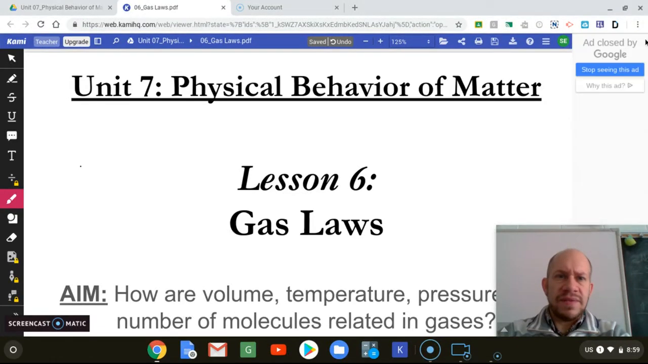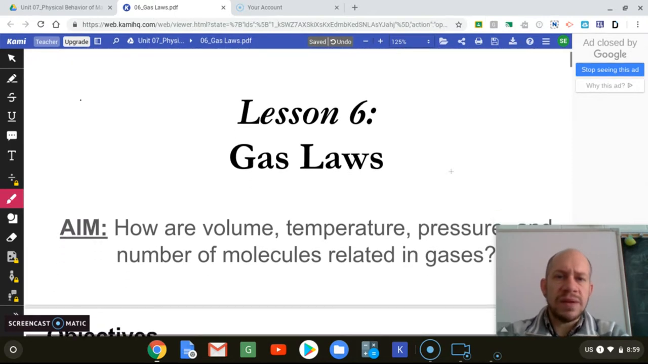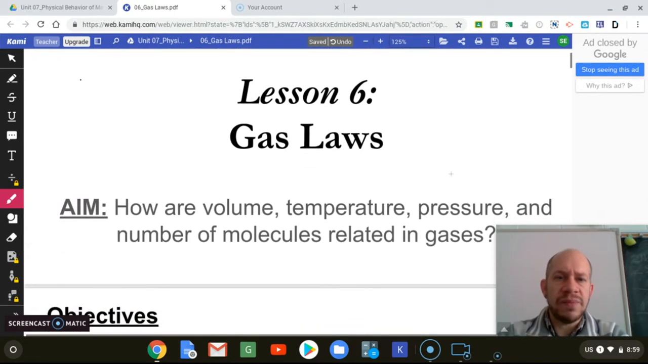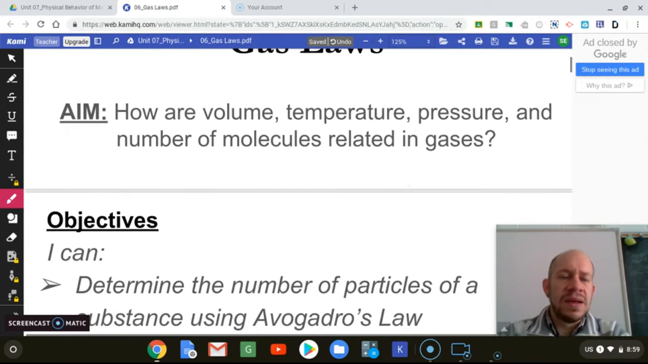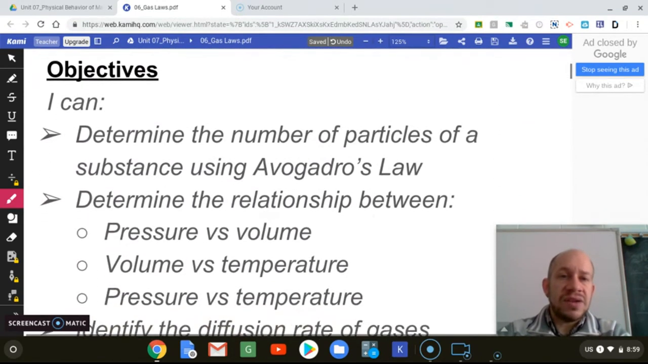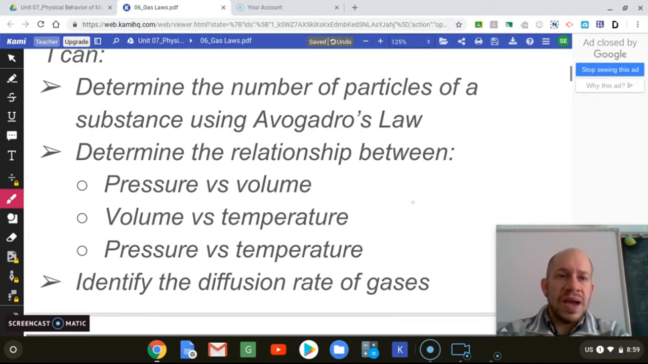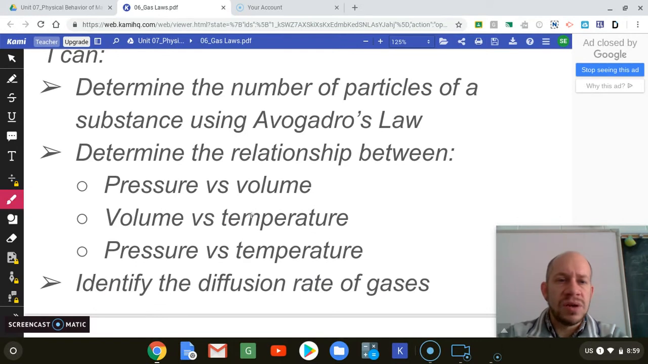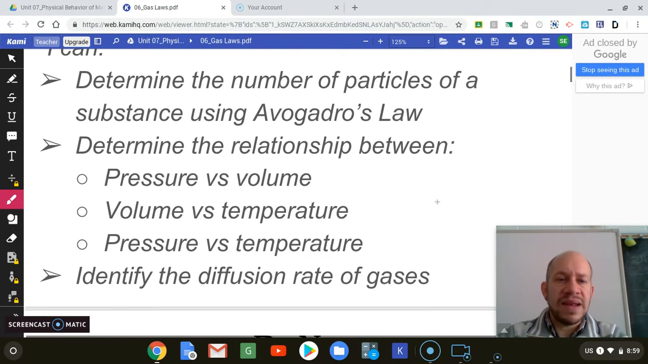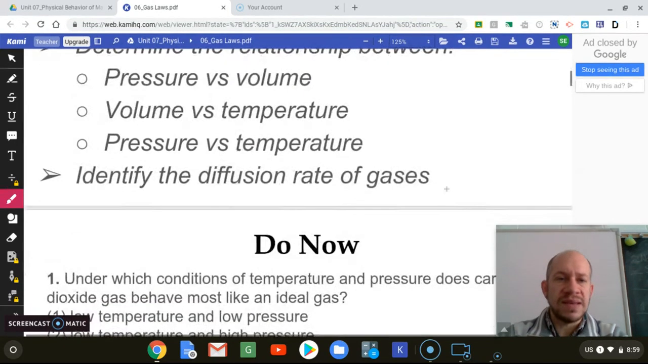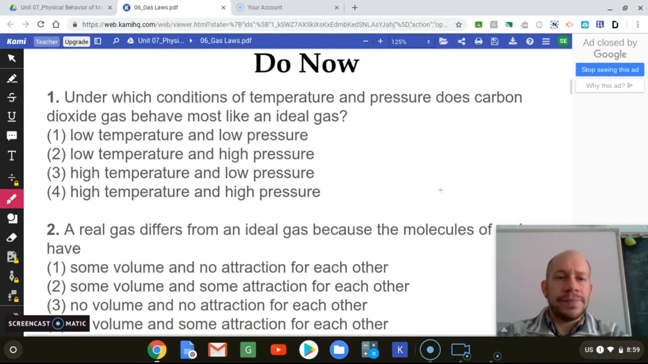This is Unit 7, Physical Behavior of Matter, Lesson 6, Gas Laws. How are volume, temperature, pressure, and the number of molecules related in gases? The objectives of this lesson: I can determine the number of particles of a substance using Avogadro's law, I can determine the relationship between pressure and volume, volume and temperature, pressure and temperature, and I can identify the diffusion rate of gases. So, do now.